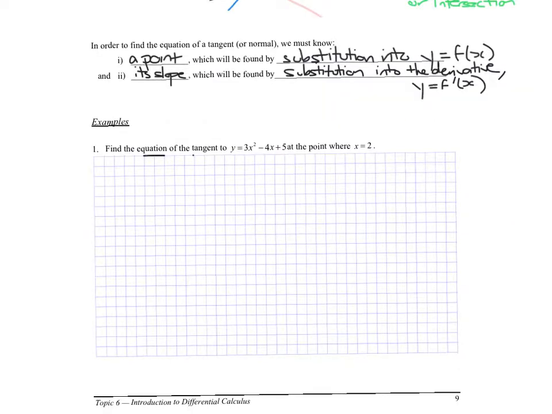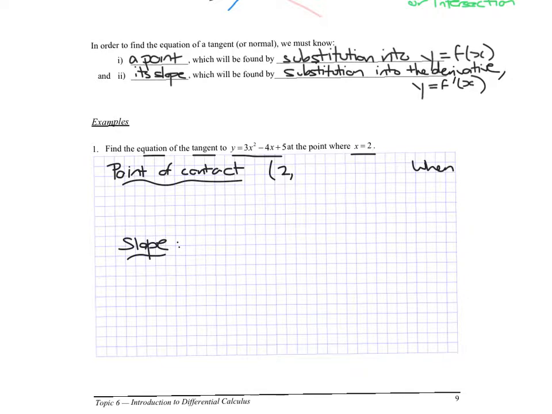Find the equation of the tangent to y equals 3x squared, take 4x plus 5 at the point where x equals 2. So firstly, we've got our point of contact. There are two pieces of information. Remember, we want the point of contact and we also want the slope. So our point of contact, we've already been told, the x is 2. If we work out the y value when x equals 2, we're just going to substitute in 2. So we'll get 3 by 2 squared, take 4 by 2 plus 5, and that gives us 9. So we're going to get (2, 9). So that's our first bit of information.